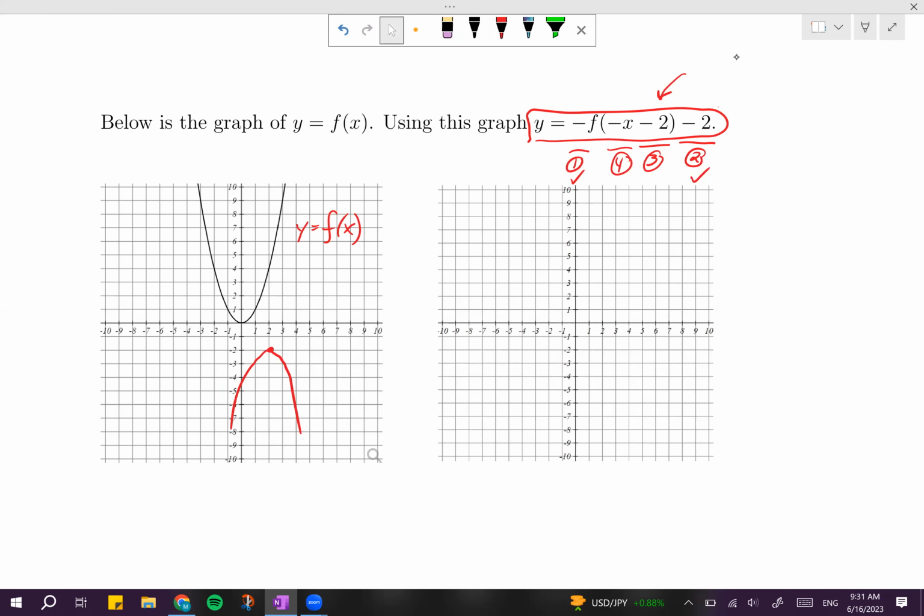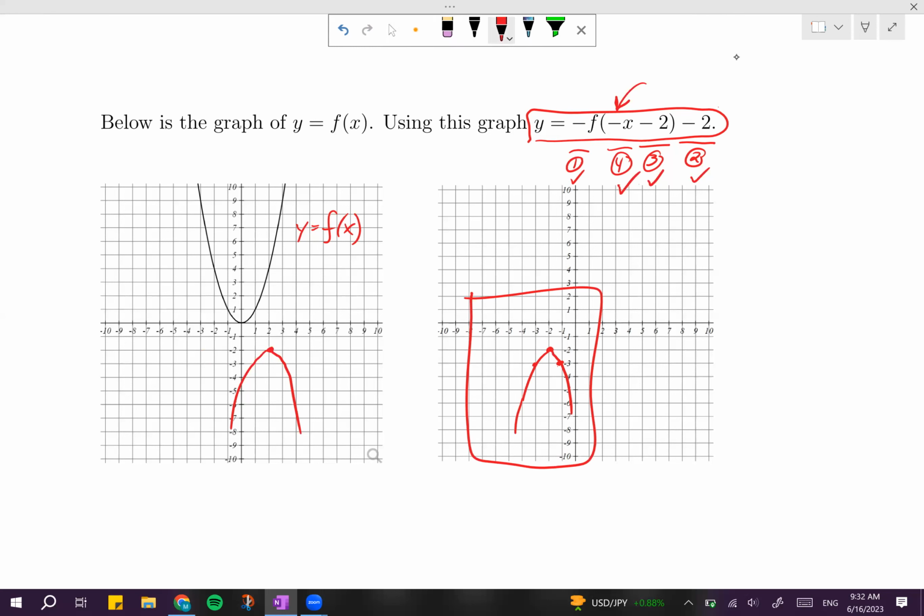All right. And then finally, now that we've taken care of that, boom, this last one, this -x, tells me to flip it across the y-axis. So I'm going to take everything across the y-axis. So my final answer would be something like this one. They look like this. And this would be my final answer.